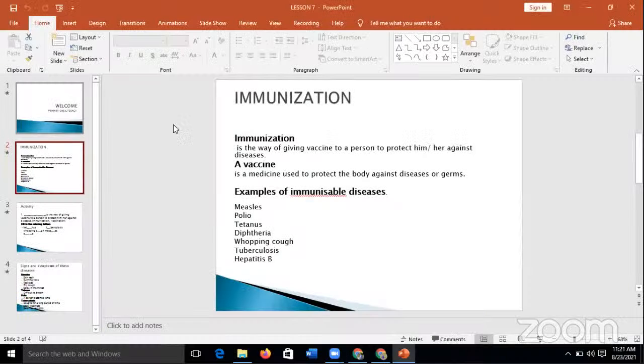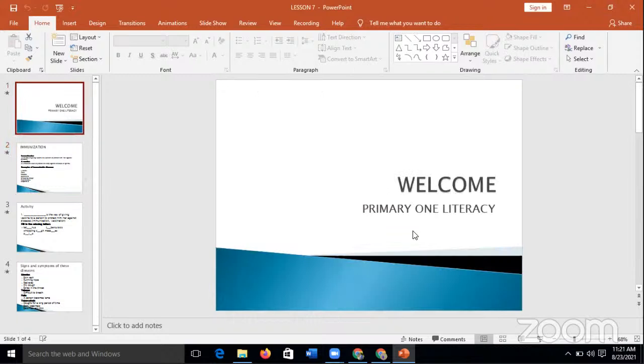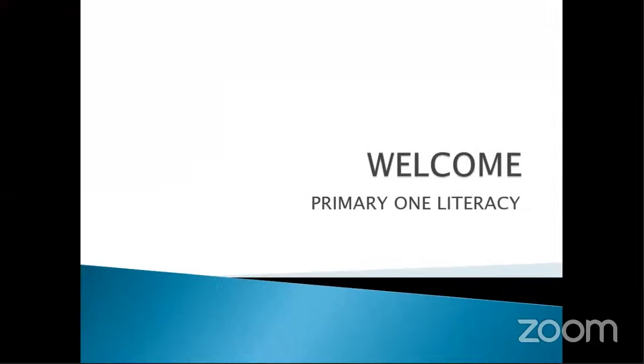Without wasting much of our time, allow me to share my screen so that we can start and see and understand what we mean by the term immunization. I already welcomed everyone to this class. So today we shall be looking at something new, that is immunization. So the word immunization can be spelled in two ways. Linus told us that it is IMUNISATION.